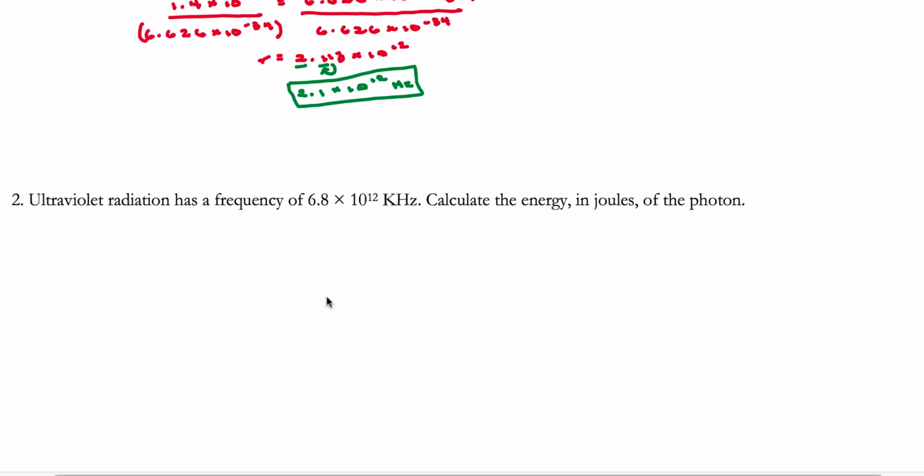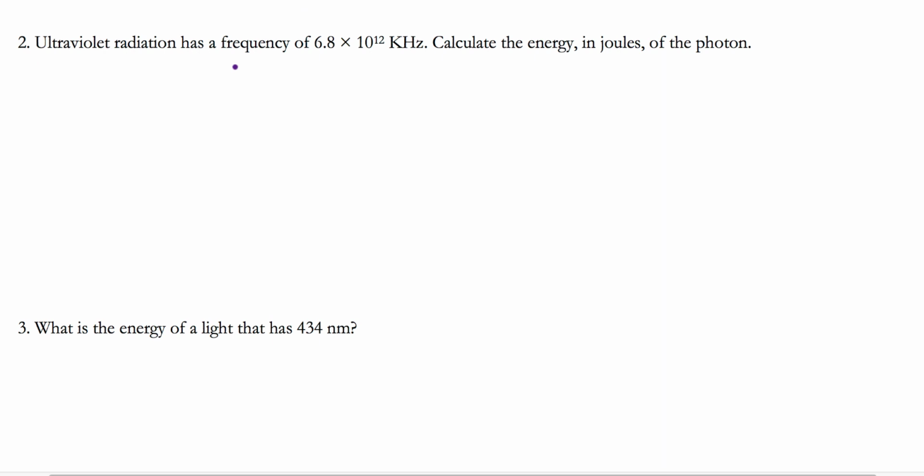Okay, let's look at the next practice problem. All right, for the next practice problem, ultraviolet radiation has a frequency of 6.8 times 10 to the 12th kilohertz. Calculate the energy. So the only issue with this problem is the fact that I'm right now in kilohertz, but I need to be in hertz in order to use my energy formula. So I'm going to quickly convert that. If I'm in kilohertz right here, I can easily get out of kilohertz by putting it on bottom and put hertz on top. I know that 1 kilohertz is 10 to the 3rd hertz. And so what I'll get when I multiply 6.8 times 10 to the 12th by 10 to the 3rd is 6.8 times 10 to the 15th, and I'm now in hertz.